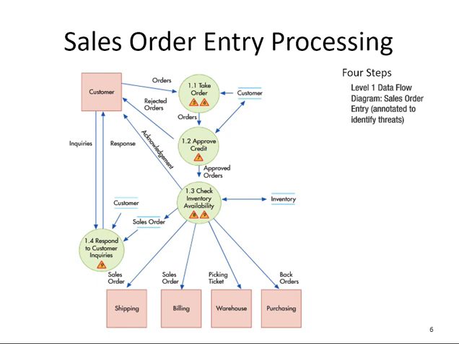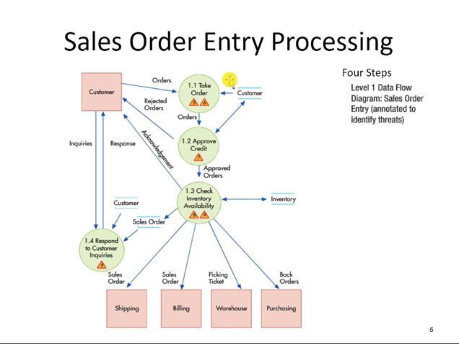So let's talk about the first process in the revenue cycle: sales order entry. And we have the level 1 DFD for sales order entry, and it has four processes, including taking customer orders, approving credit, checking inventory availability, and then an additional one which is responding to customer inquiries.